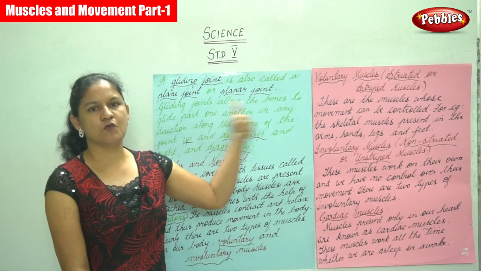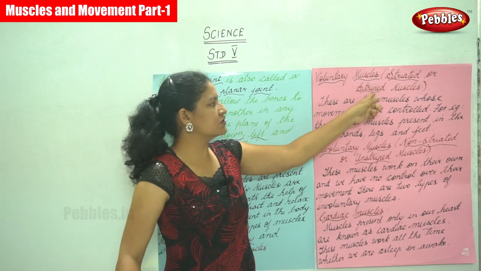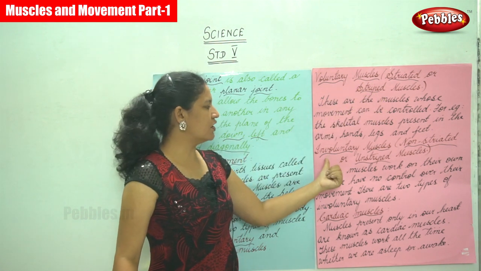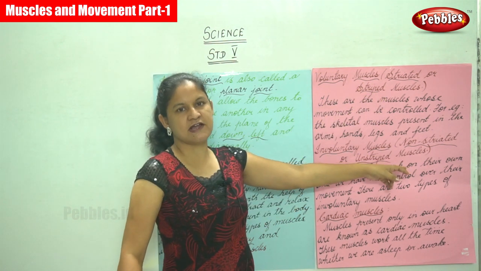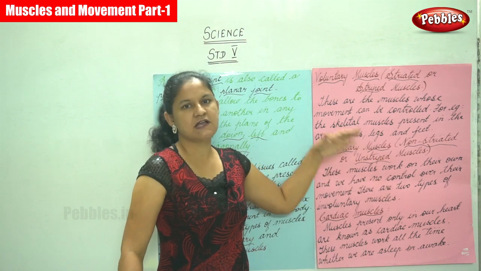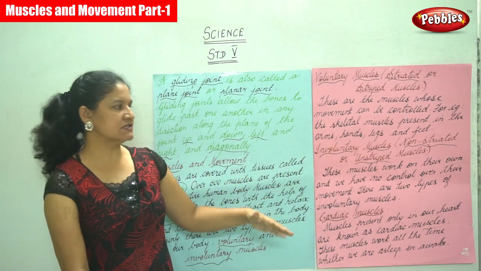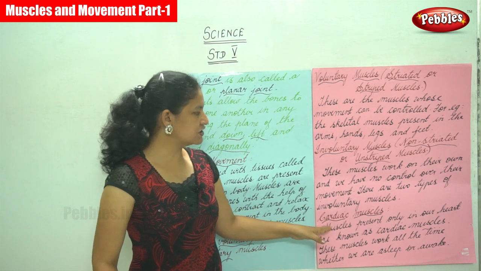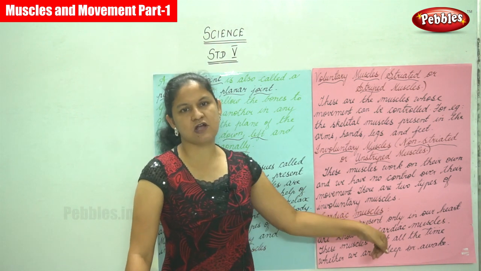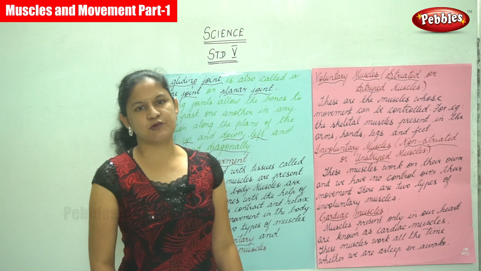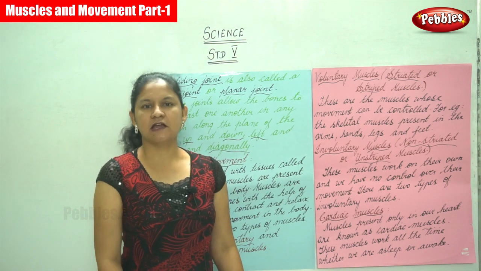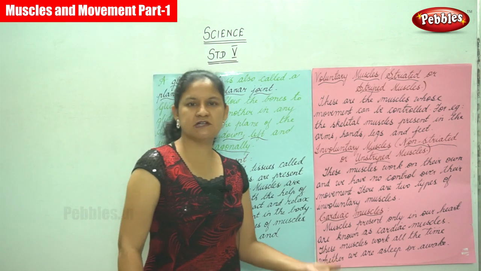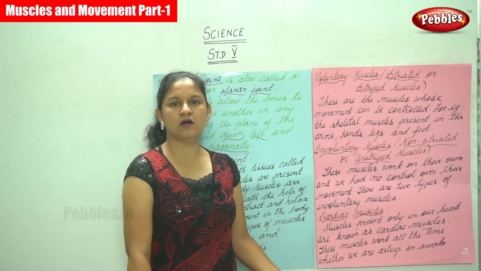So we've seen the voluntary, or the striated or striped muscles, then your involuntary, that is non-striated or unstriped muscles. Under involuntary muscles, we see there are two types of muscles. The first is your cardiac muscles that are present in the heart, and it functions whether a person is asleep or awake.